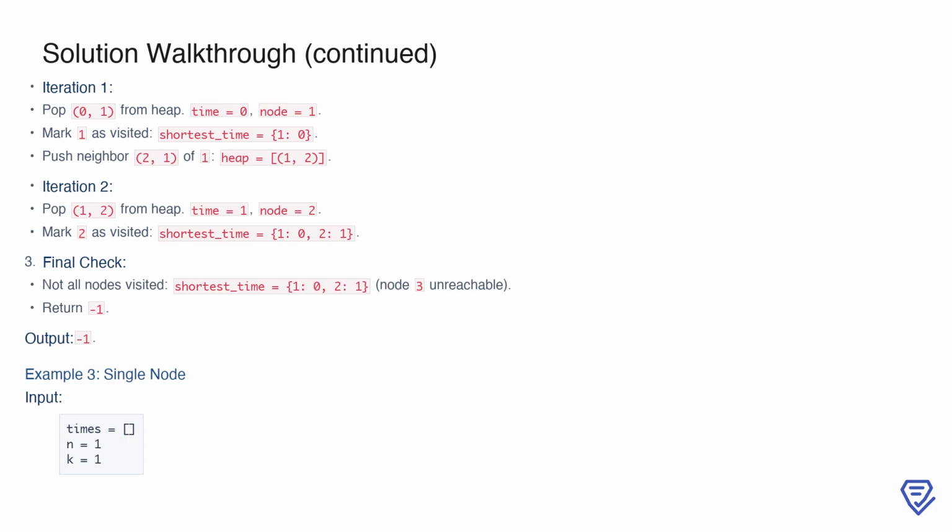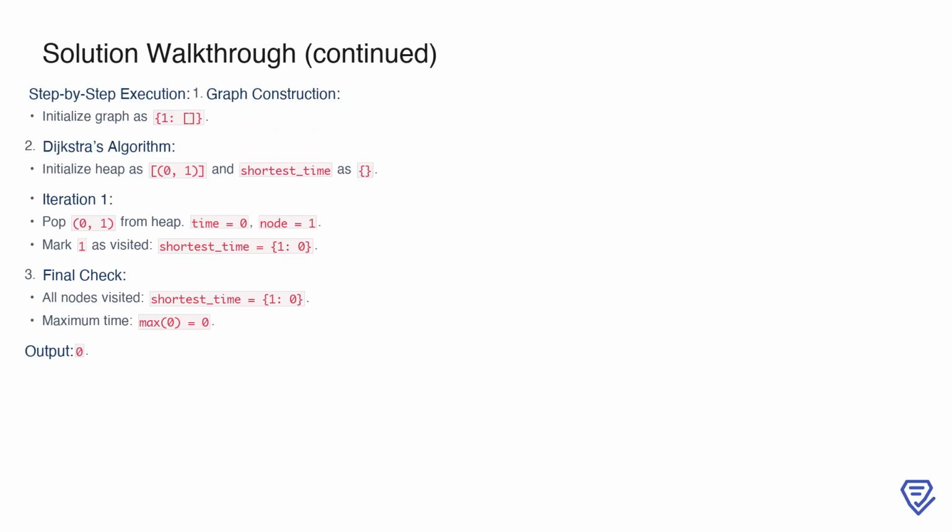Lastly, consider the simplest case of a graph with a single node. In the single node example, the times list is empty, n equals 1, and k equals 1. This means there is only one node, and it is the starting point. The graph is initialized as {1: []}. Applying Dijkstra's algorithm, we start with heap equals [(0, 1)] and an empty shortest_time dictionary. In the first iteration, we pop (0, 1) from the heap, visiting node 1 with a travel time of 0. Marking node 1 as visited updates shortest_time to {1: 0}.